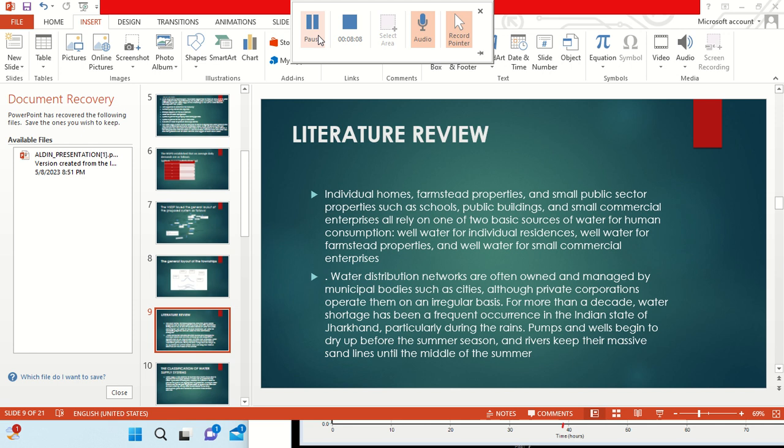But the rivers also always keep their massive sand lines until the middle of summer. So rivers play a huge role in terms of avoiding water being dried up, and also avoiding a day whereby it's a day zero water. So rivers play a huge role in terms of water being extracted from.